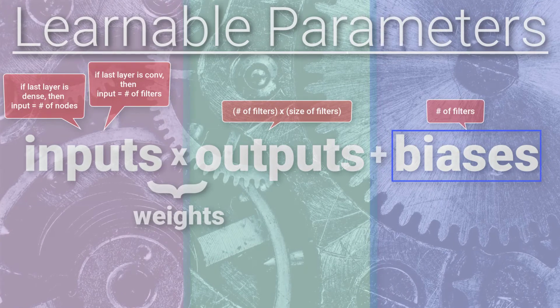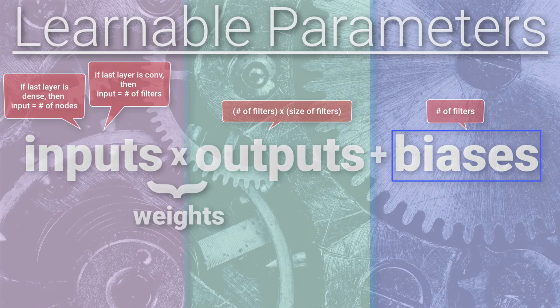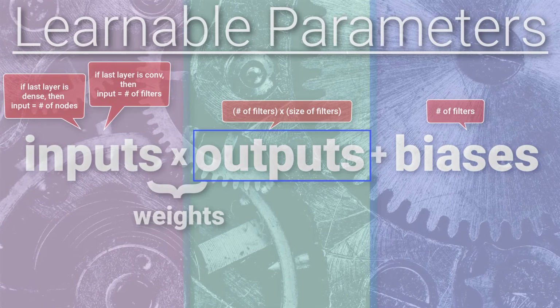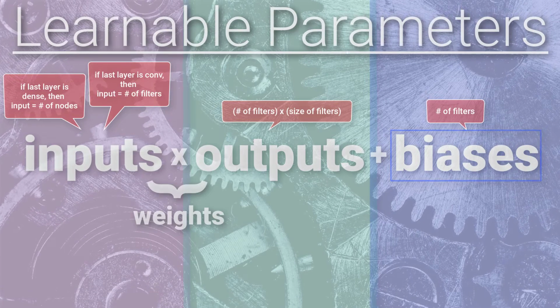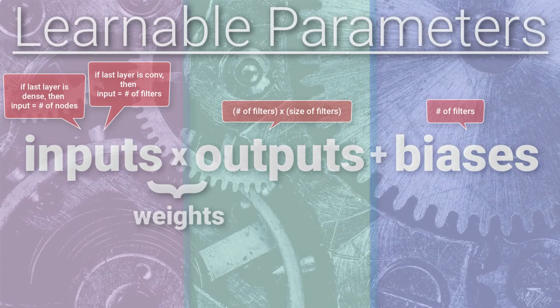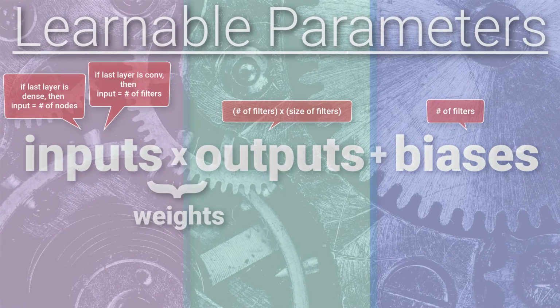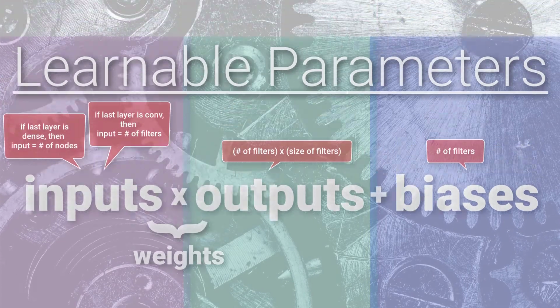So overall, we have the same general setup of the number of learnable parameters in the layer being calculated as the number of inputs times the number of outputs plus the number of biases. Just with a convolutional layer, the inputs and outputs themselves are considering the number of filters and the size of those filters. Let's check ourselves by seeing this calculation in action with a simple CNN.